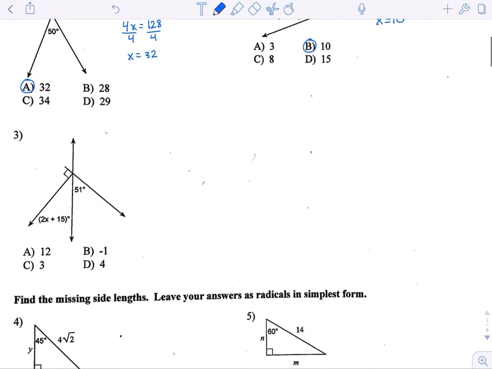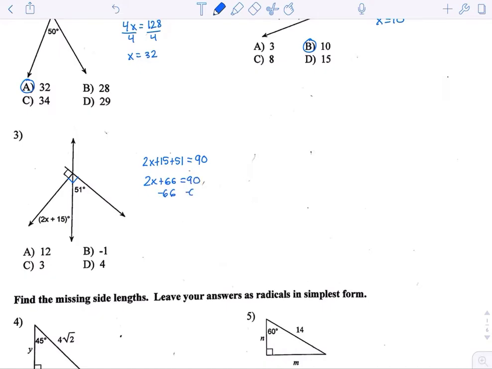Number 3. So, this side is 90 degrees, and since this is a straight line, you know a straight line is 180 degrees, which means this side also must be 90. Which means we have another set of complementary angles, so 2x plus 15 plus 51, add those together, it's going to equal 90. So simplify, 2x plus 15 plus 51 is 65. Oh, nope, 66, which equals 90.